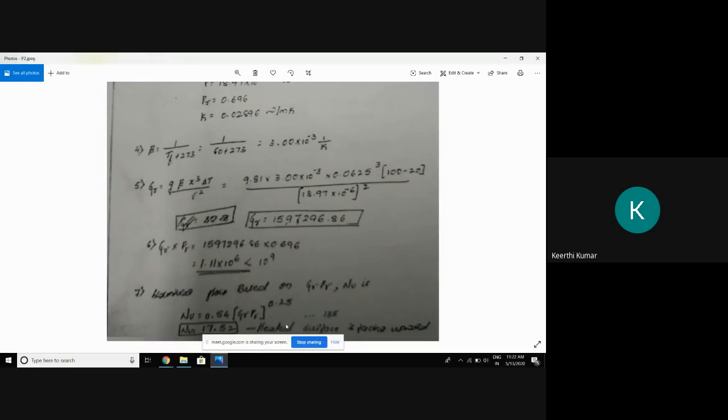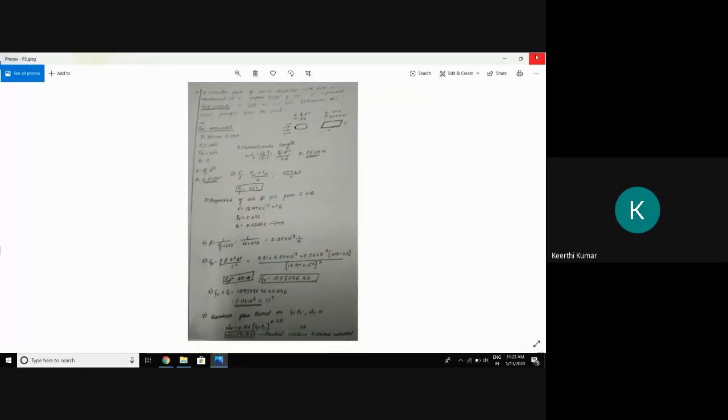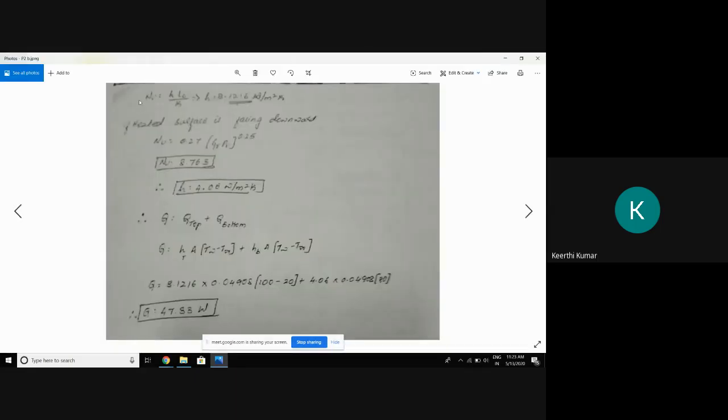I think probably you got this one. Then we'll go for the next thing. Next, after the Nusselt number, substitute again and find out the value of H. To find the value of H, we should find out the Nusselt number again. Nusselt number we already got. Nusselt number is equal to H Lc by K. By substituting here, we will get the value of H.